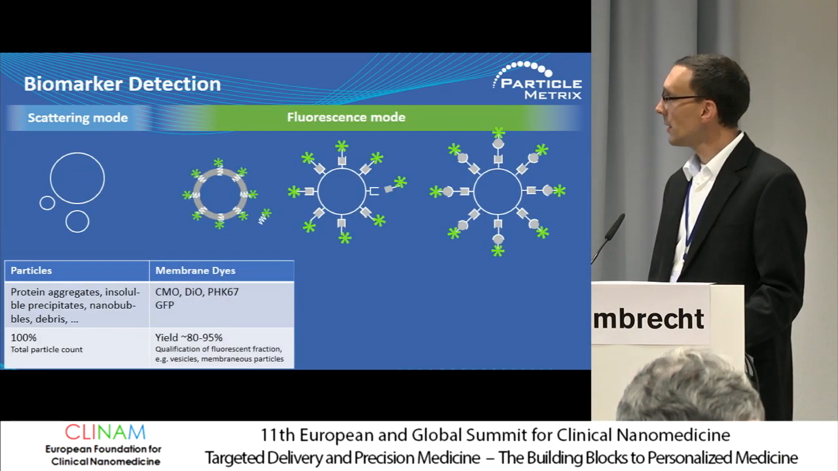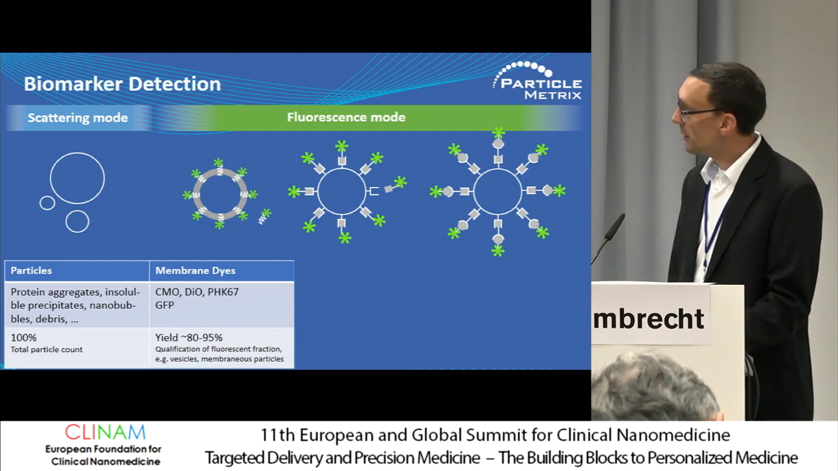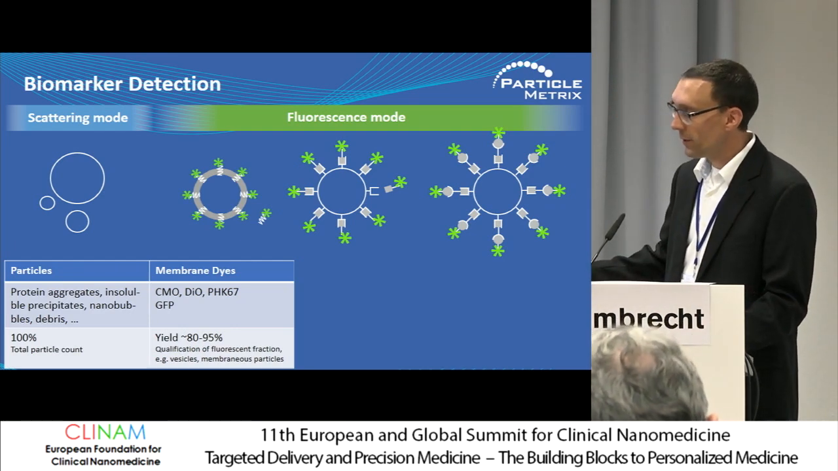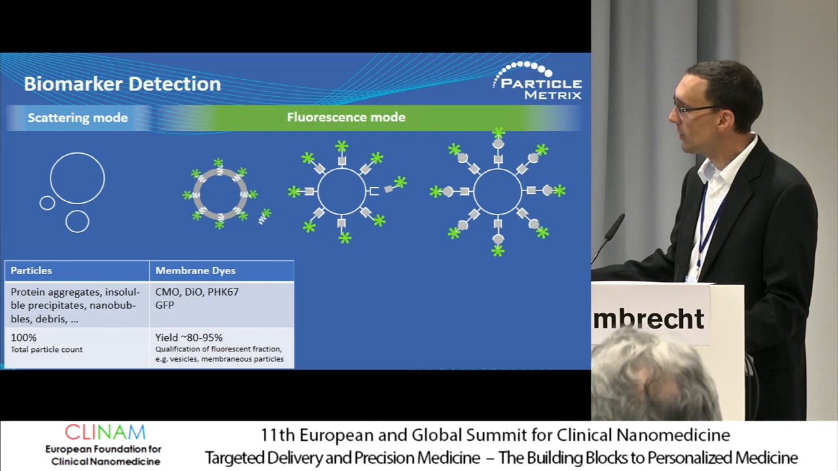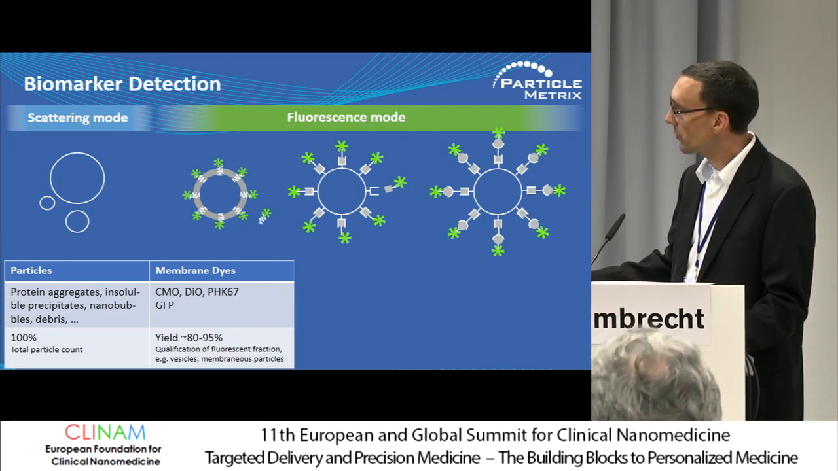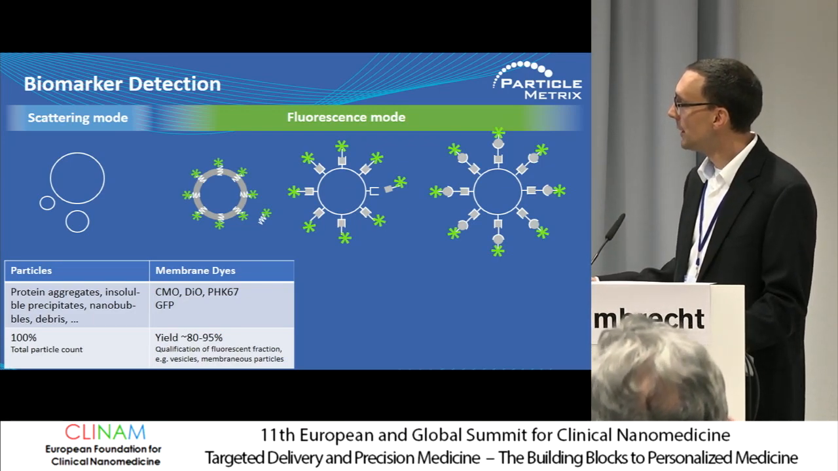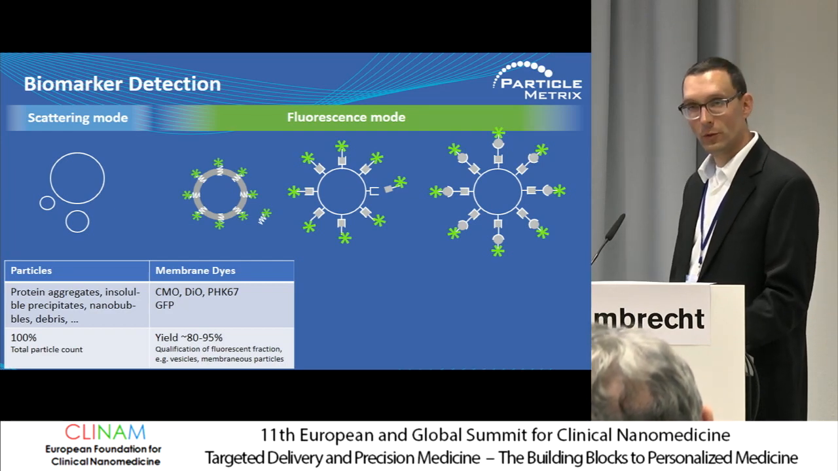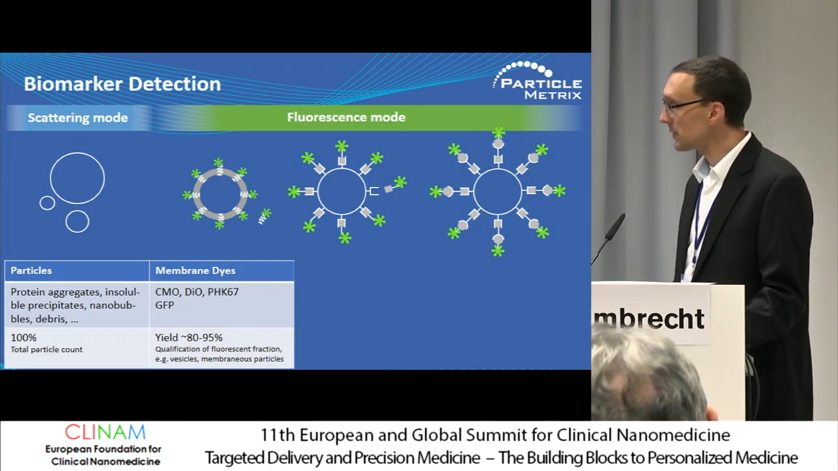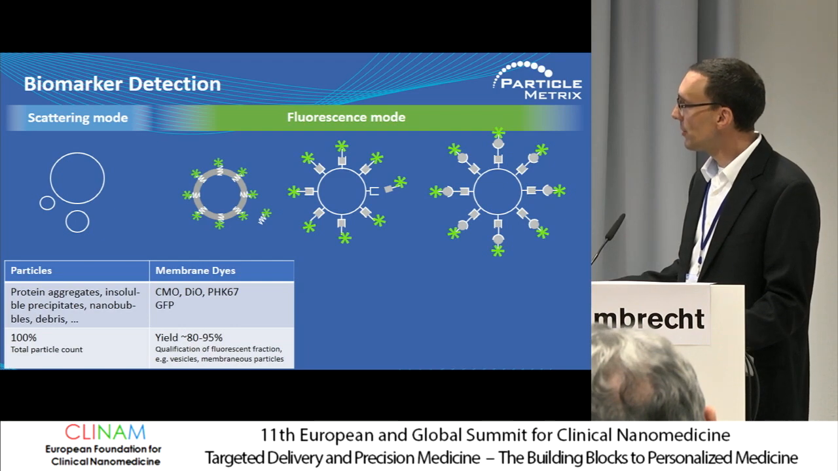So those are the principles we can apply: fluorescence. Basically, we have the scatter mode. We measure what we call the so-called total particle count. Then by use of membrane dyes, which we just saw for the vesicles, we get membranous particles, and there are a bunch of dyes out there which work.